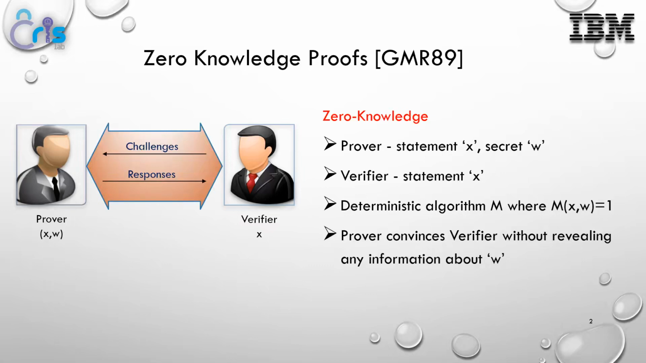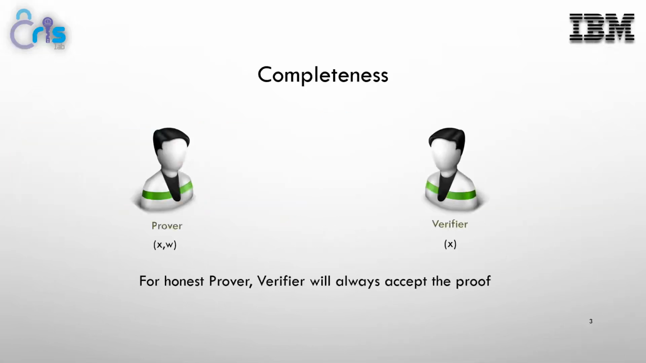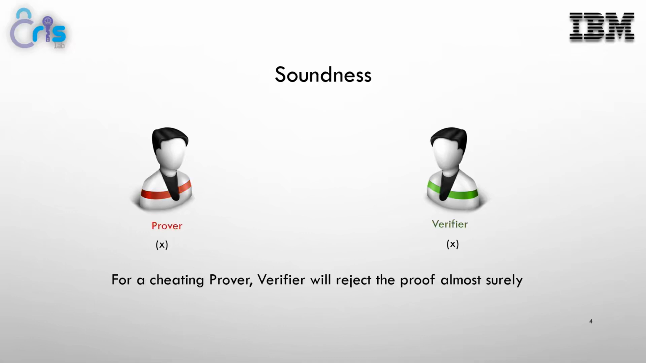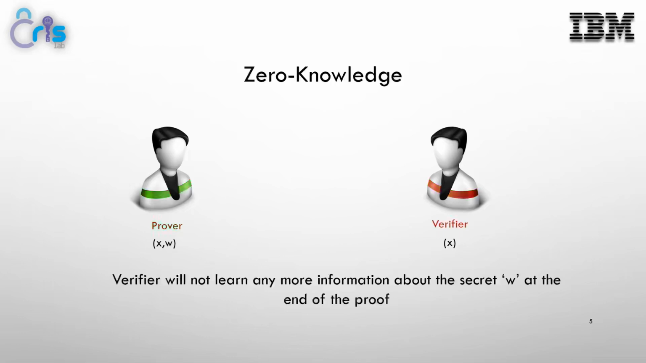A zero-knowledge protocol must have the following three properties. First is called completeness. If the prover and the verifier are both honest, then the verifier will always accept the proof. Second is soundness. That is, if the prover is cheating, that means either the statement is false or the prover does not have a correct witness, then the verifier will reject the proof almost surely. And third is zero knowledge. That says at the end of the protocol, the verifier learns that the statement is true but nothing else.